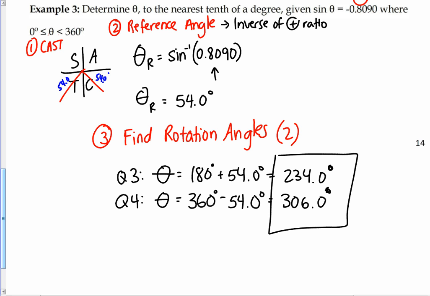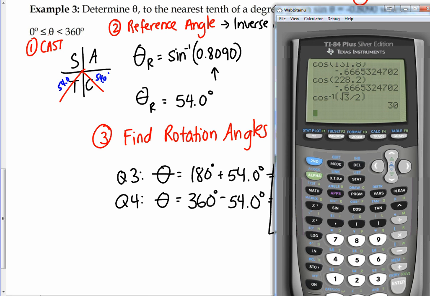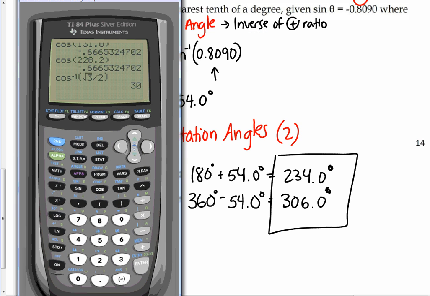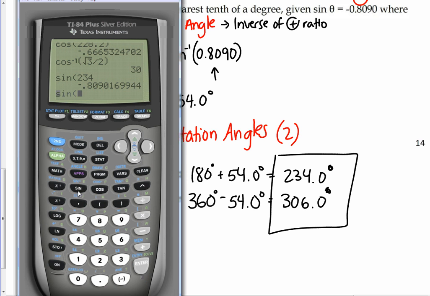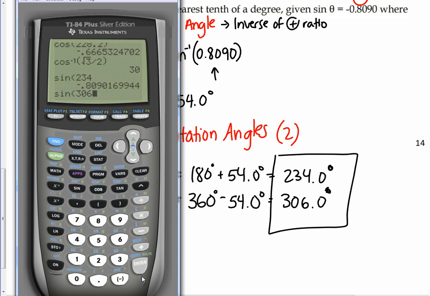Could you check your work? Yes. Type in sine 234, it should equal negative 0.8090. Type in sine of 306, it should also equal that ratio. All right, we got through it, and with time to spare.